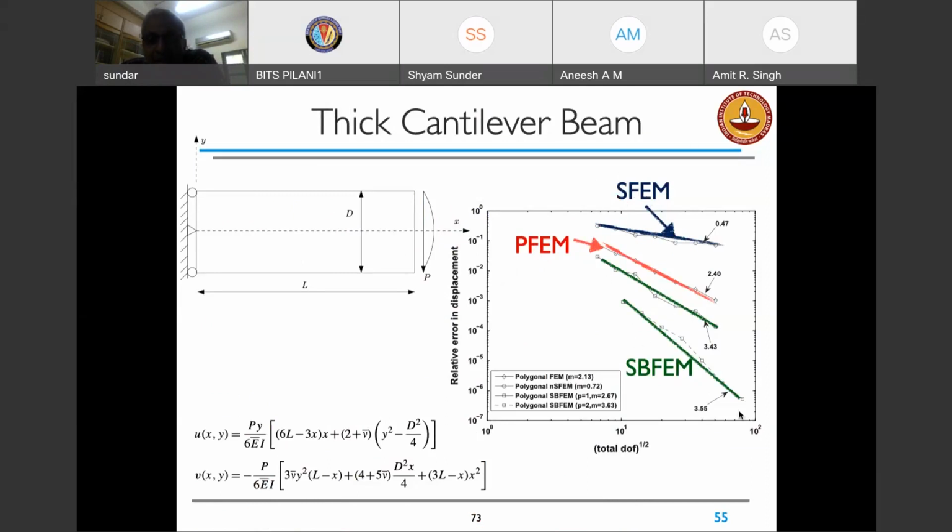So the green line is the scale boundary finite element method. You can see that it's already doing much better when compared to any of these approaches. And this one is, I think, yeah, scale boundary with polynomial order 2, and this is with polynomial order 1. They have very good approximation properties. All these are quite useful.